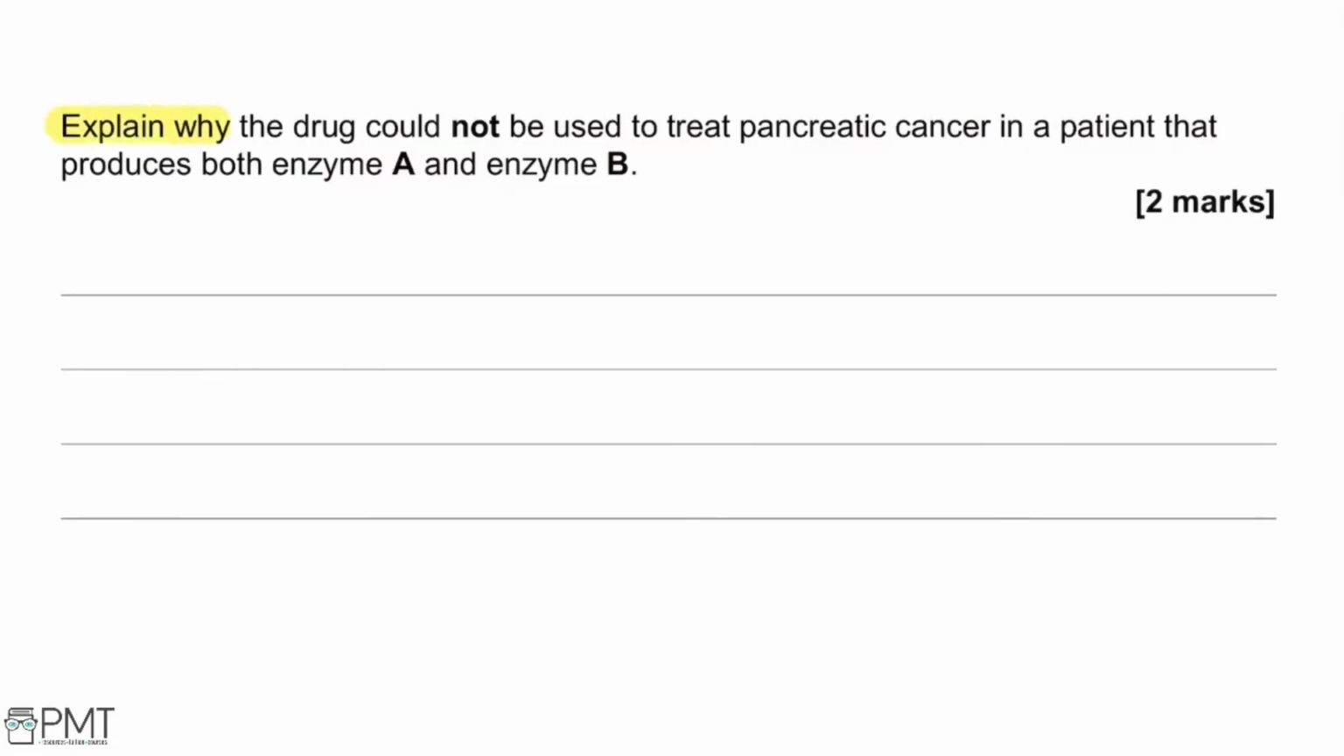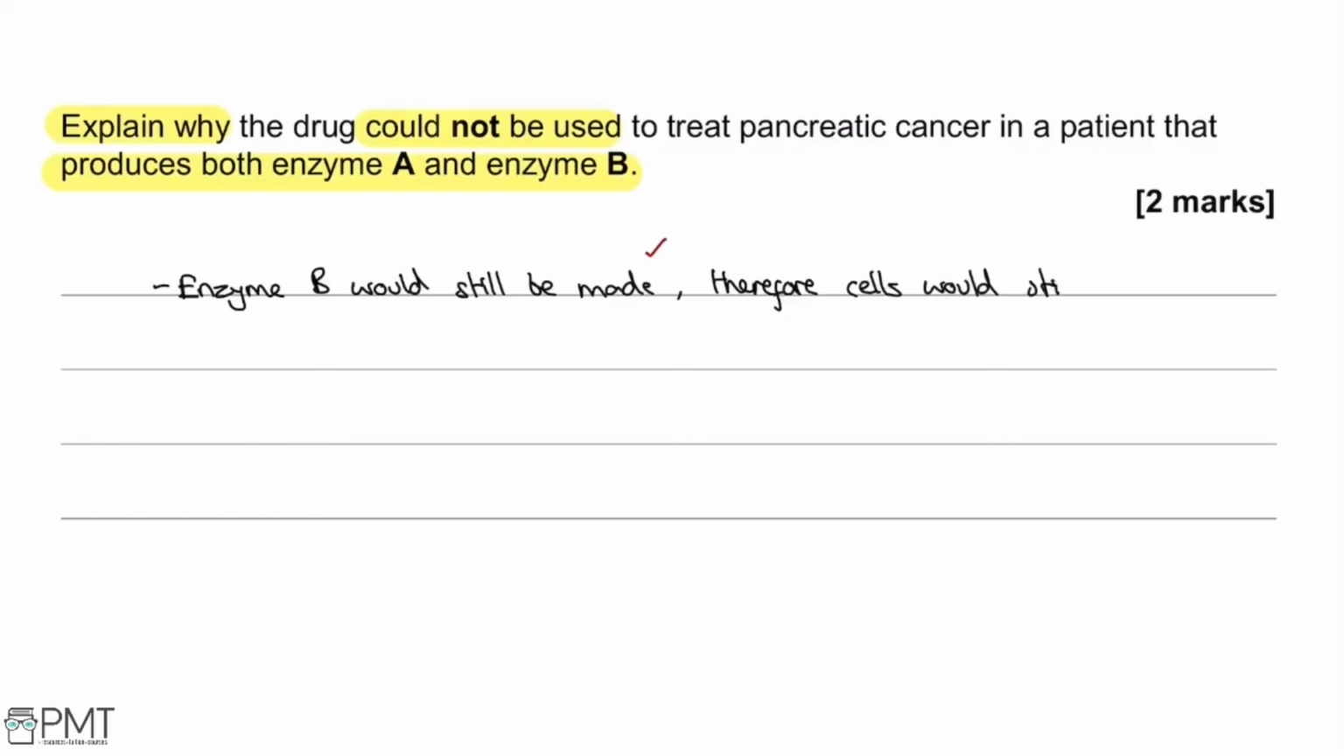Explain why the drug could not be used to treat pancreatic cancer in a patient that produces both enzyme A and enzyme B. So this is because enzyme B would still be produced. This patient doesn't have the gene mutation that stops the cancer cells producing enzyme B, and this means that the cells will still divide uncontrollably to make that cancerous tumour.